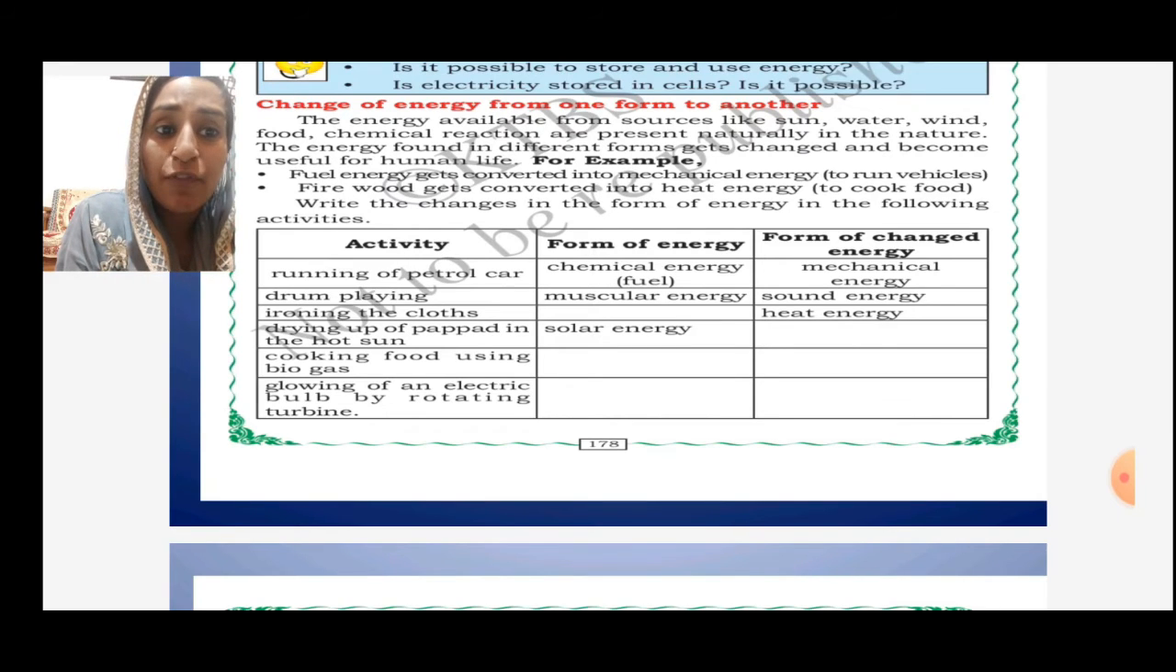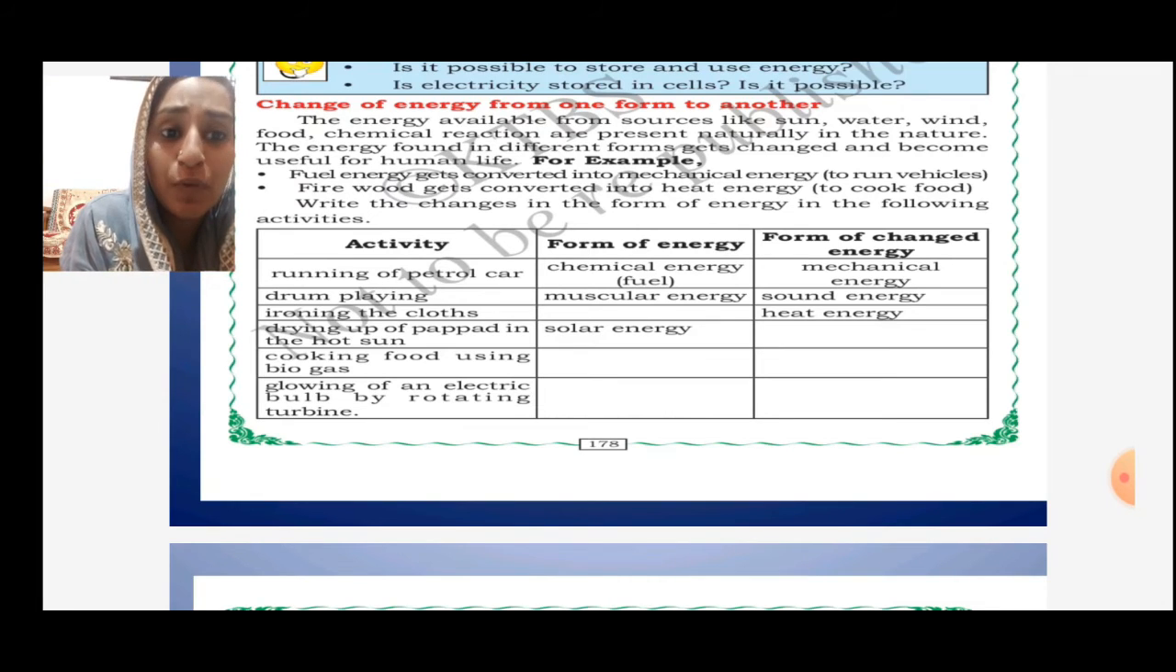Write the changes in the form of energy in the following activities. First is running of a petrol car. The form of energy is chemical energy, and it changes into mechanical energy. Drum playing: it is muscular energy. This muscular energy is converted into sound energy, which you can see here.